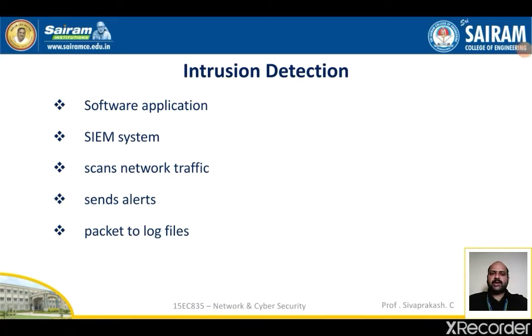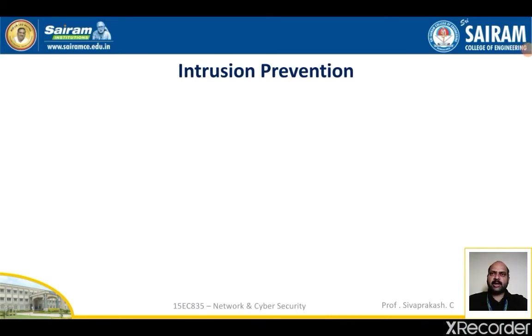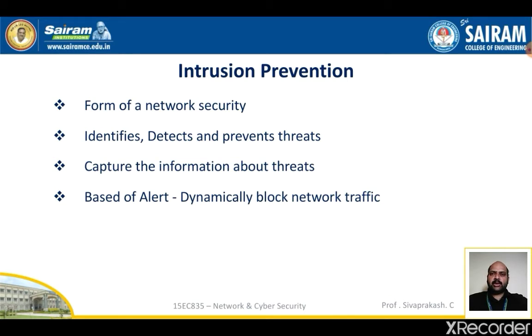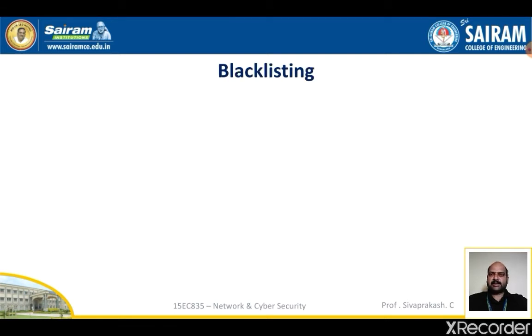Next, we will see intrusion prevention. An intrusion prevention system is a form of network security that works to identify, detect, and prevent unidentified threats. An intrusion prevention system continuously monitors your network, looking for possible malicious incidents and capturing information about the threats. An intrusion prevention system can dynamically block network traffic based upon the alerts.